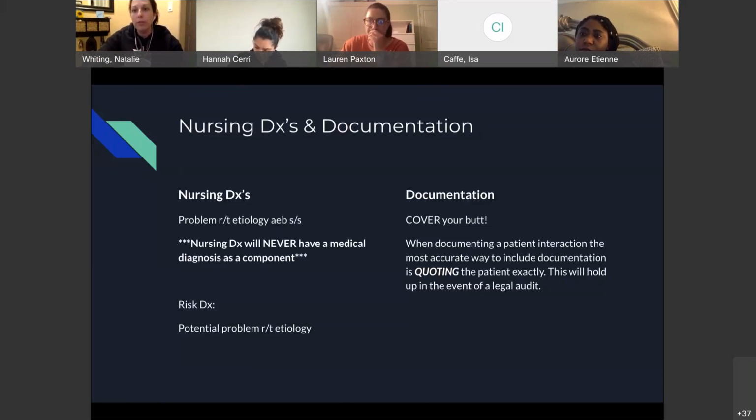Documentation. You always want to cover your butt with documentation. It's important to document the best you can. When documenting a patient interaction, the most accurate way to do this is to actually quote the patient and put that in your documentation. You're going to say, patient stated, quote, unquote.